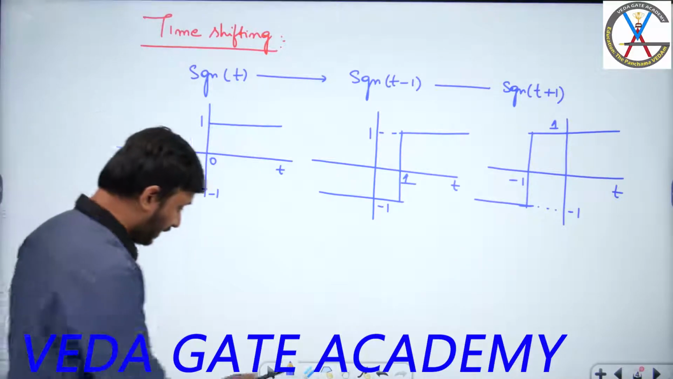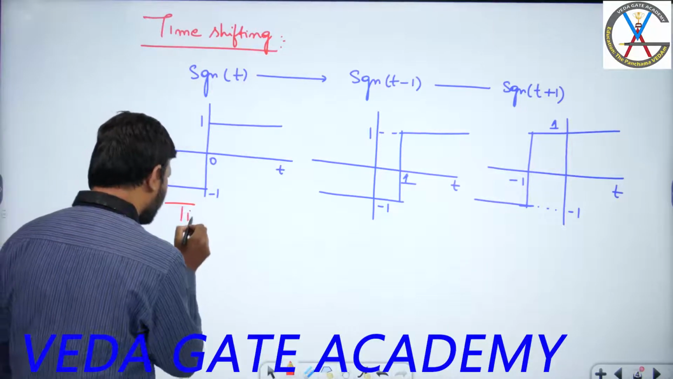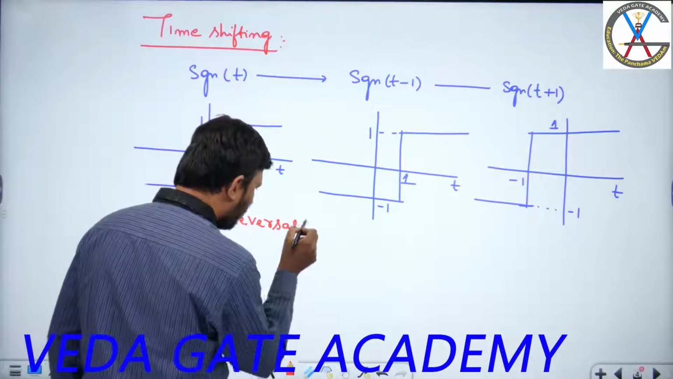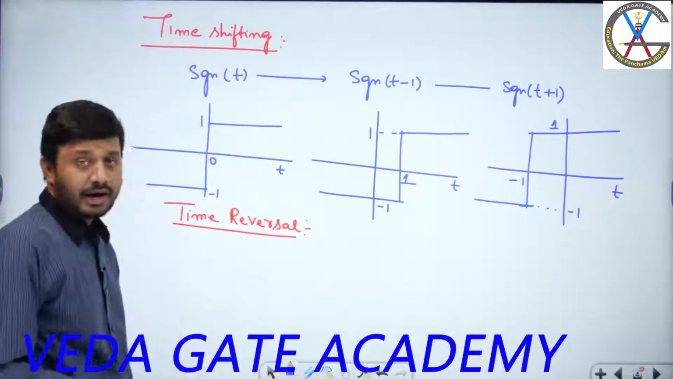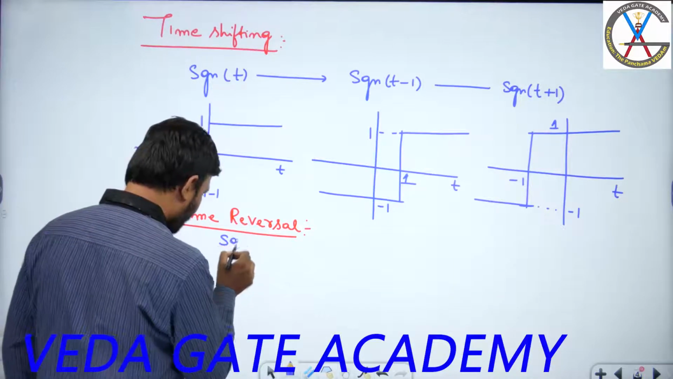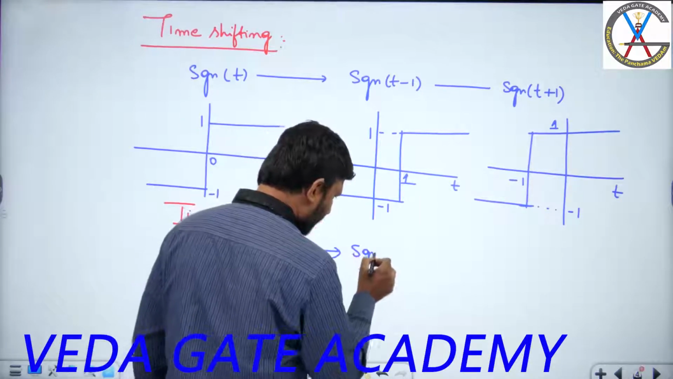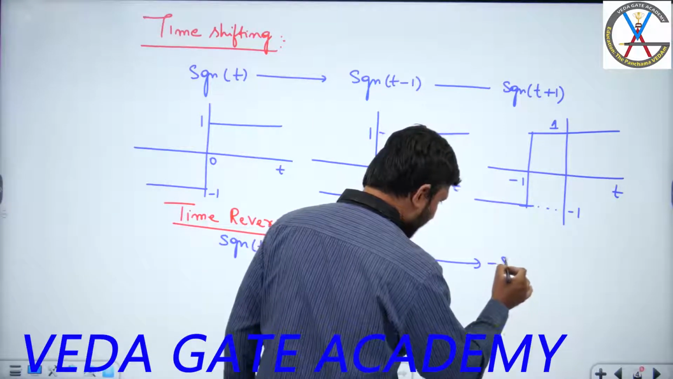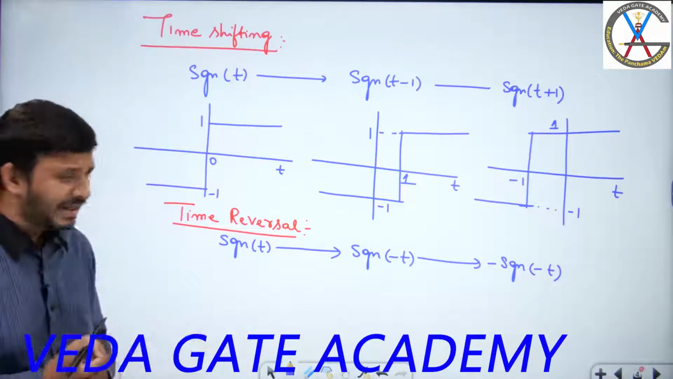Now we'll see what happens with the time reversal. So time reversal I am putting here. Hope you remember what is time reversal. Time reversal means mirror image along vertical axis. Amplitude reversal means mirror image along horizontal axis. So signum t is there. So try to perform signum of minus t, time reverse version, and from this you try to get what is minus signum of minus t also, so that we'll see whether we can make some analysis or not.